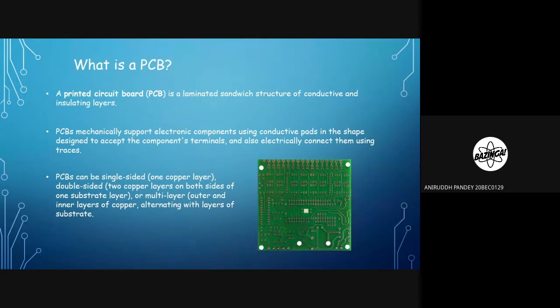The base of the PCB, as you can see in this small PCB, is made of a substrate such as fiberglass reinforced epoxy resin, and the conductive traces, these yellow lines and all, are made up of copper tracks which electrically connect all the components.